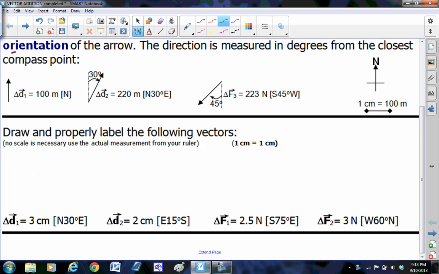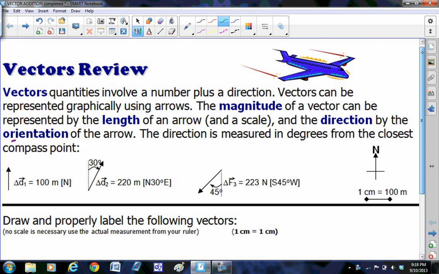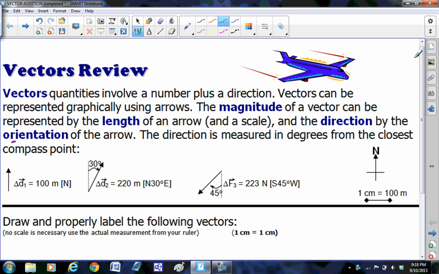Okay, everybody, so today we're going to be looking at how we can draw vectors to determine the overall change in position for an object. So I thought we'd quickly review what a vector is. If you remember, a vector is some kind of measured quantity that includes a direction associated with it. And what we can do is draw these vectors using arrows.